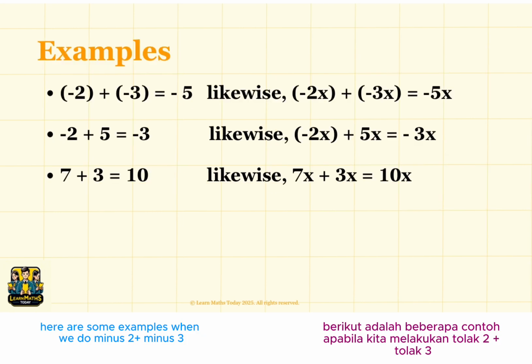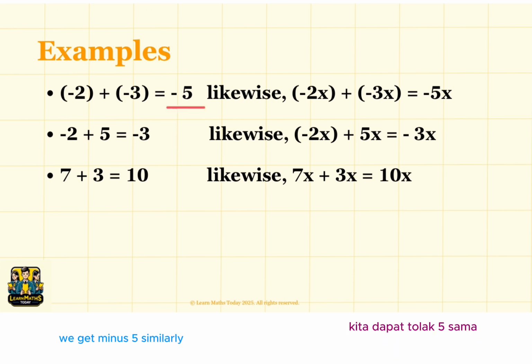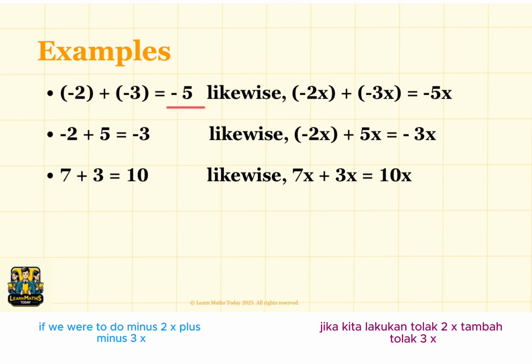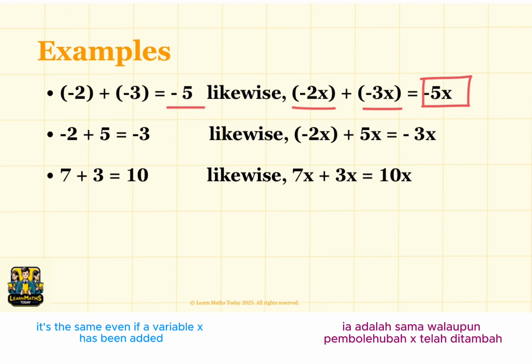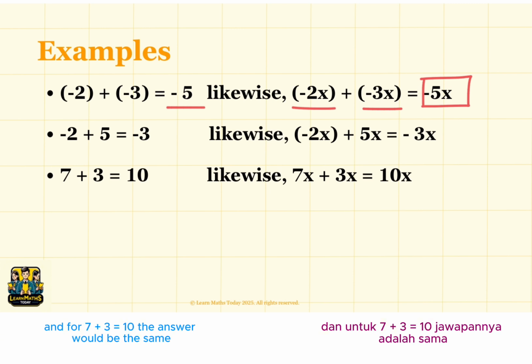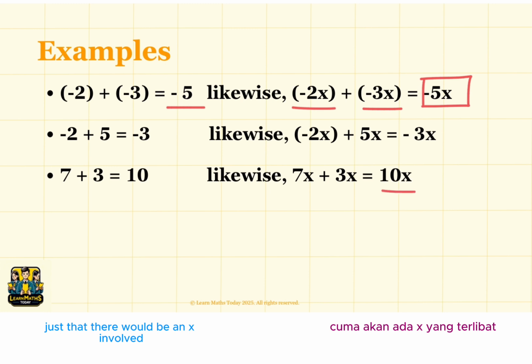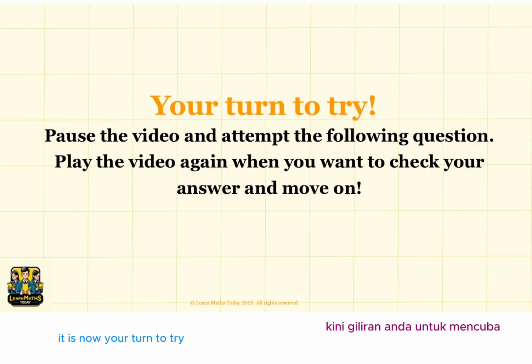Here are some examples. When we do minus 2 plus minus 3, we get minus 5. Similarly, if we were to do minus 2x plus minus 3x, we would get minus 5x. Next, when we do minus 2 plus 5, we will get minus 3. It's the same even if a variable x has been added. And for 7 plus 3 equals 10, the answer would be the same, just that there would be an x involved. It is now your turn to try.